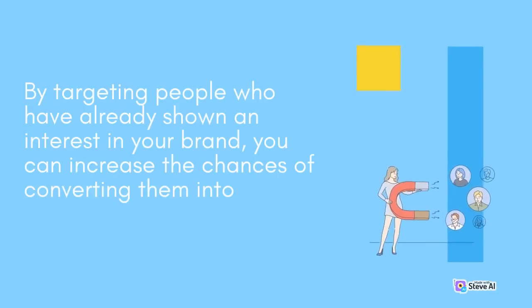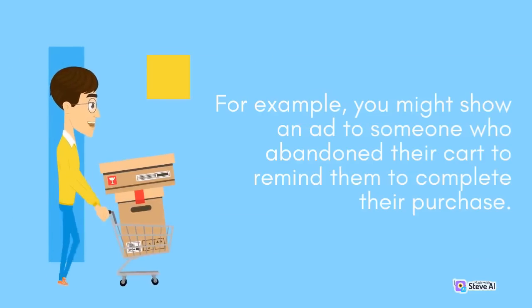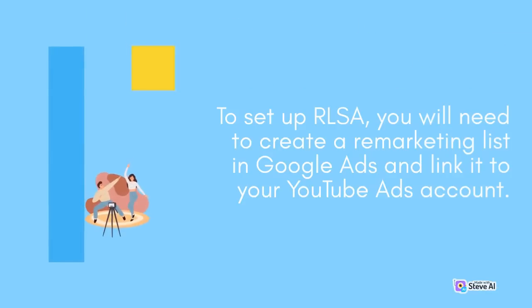By targeting people who have already shown an interest in your brand, you can increase the chances of converting them into customers. For example, you might show an ad to someone who abandoned their cart to remind them to complete their purchase. To set up RLSA, you will need to create a remarketing list in Google Ads and link it to your YouTube Ads account.